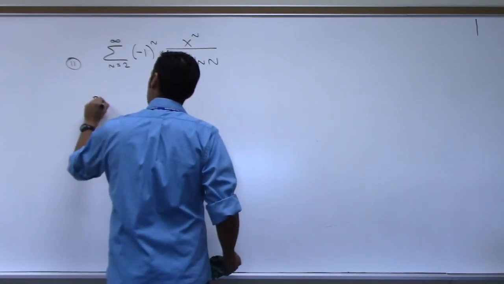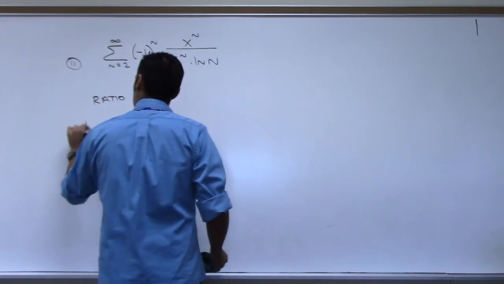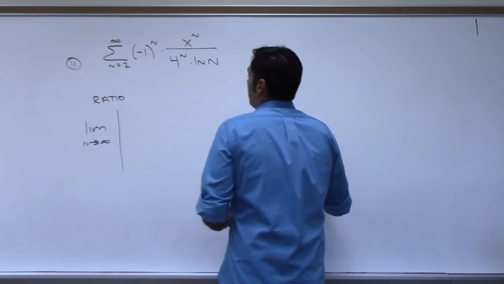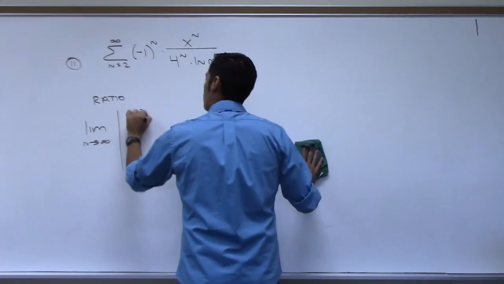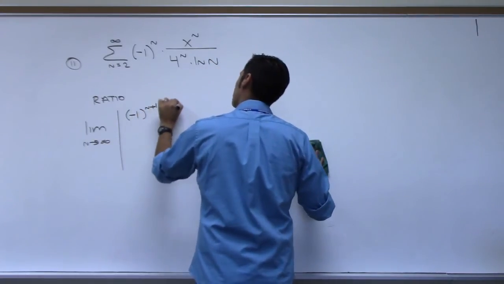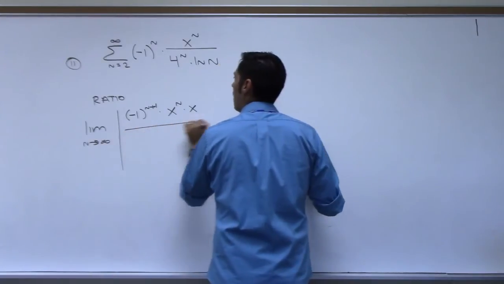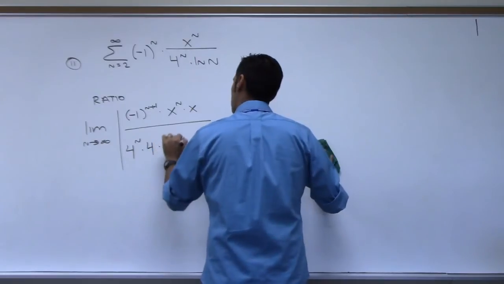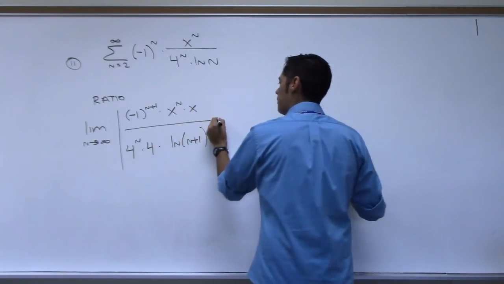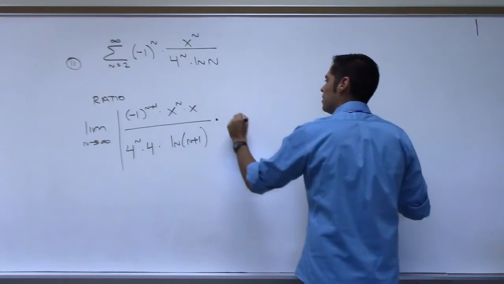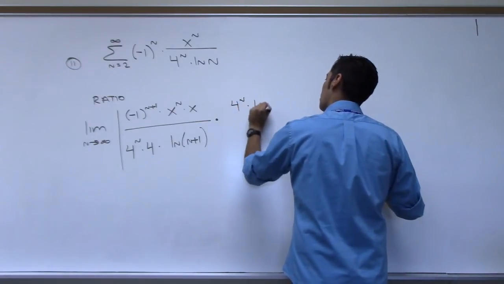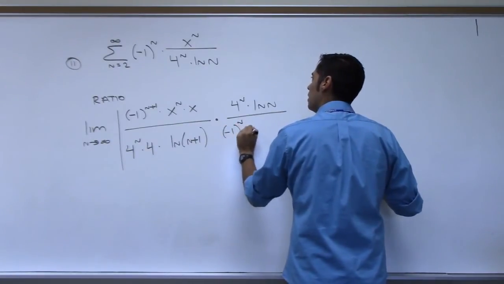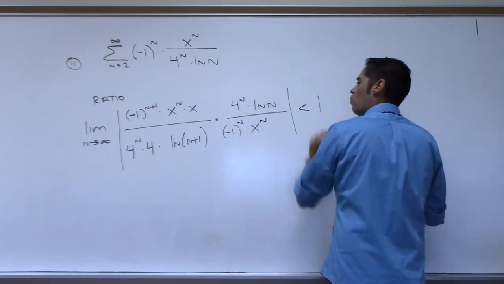Okay, so ratio test, limit as n goes to infinity of... I'm going to plug n plus 1 into this, so negative 1 to the n plus 1 times x to the n times x over n plus 1 in there is 4 to the n times 4, and the natural log of n plus 1. Can't do anything with that. Then times, flipped, 4 to the n natural log n over negative 1 to the n x to the n. Need that less than 1.